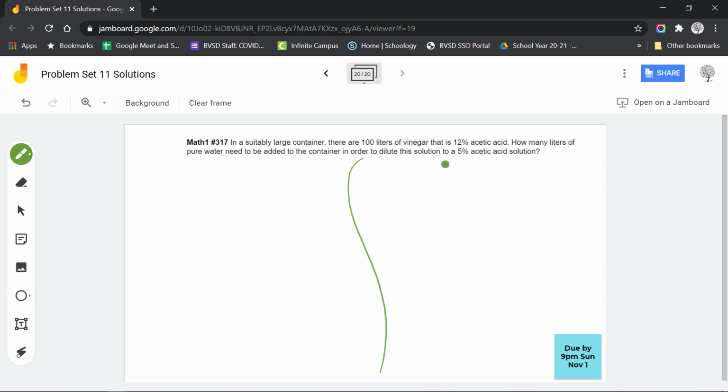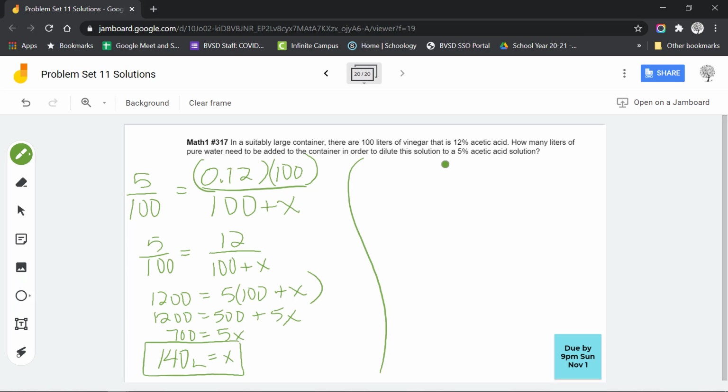We know that we want 5% acid. So in the end, we want to have the amount of acid over the total equal to 5 over 100. So how much acid do we have? Well, there's none being added from the water, just the original amount. So 12% of 100 is the total amount of acid. And then how many liters do we have? Well, we started with 100 liters, and then we added x liters of water. So you could set it up that way and solve.